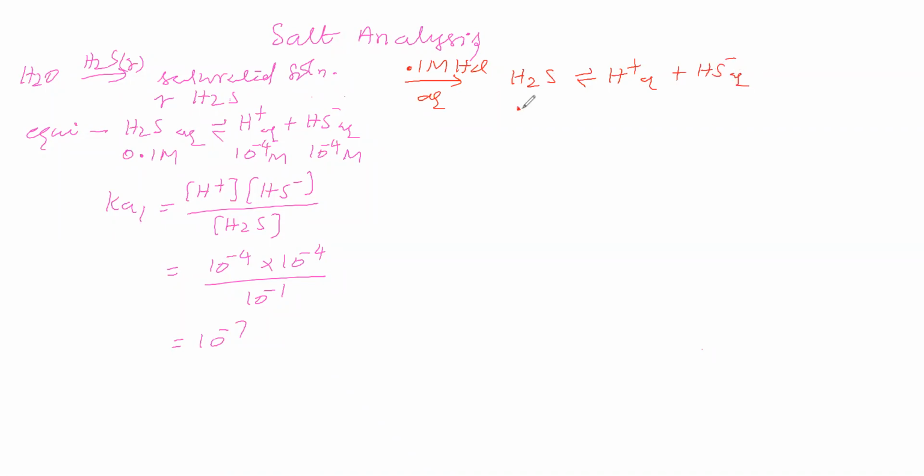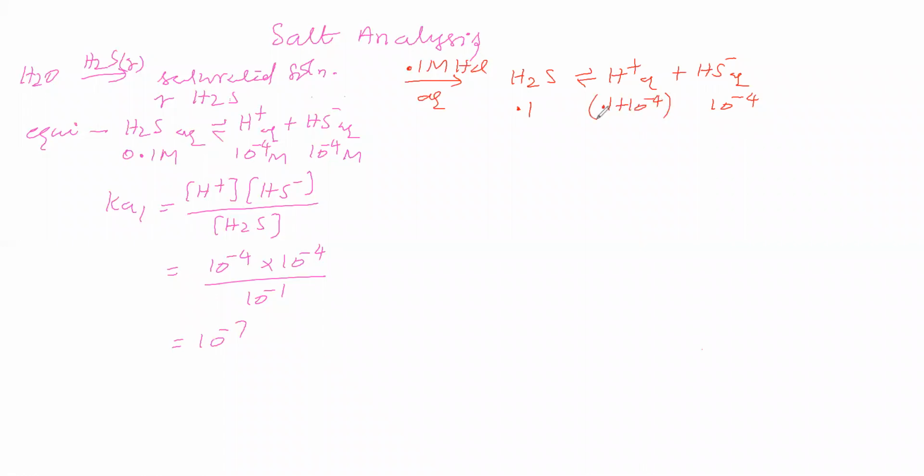H2S is 0.1, HS minus is 10 power minus 4, and H plus is this 0.1 and this 10 power minus 4. What is the H plus concentration? Therefore, H plus concentration is 0.1 plus 10 to the power of minus 4 molar.